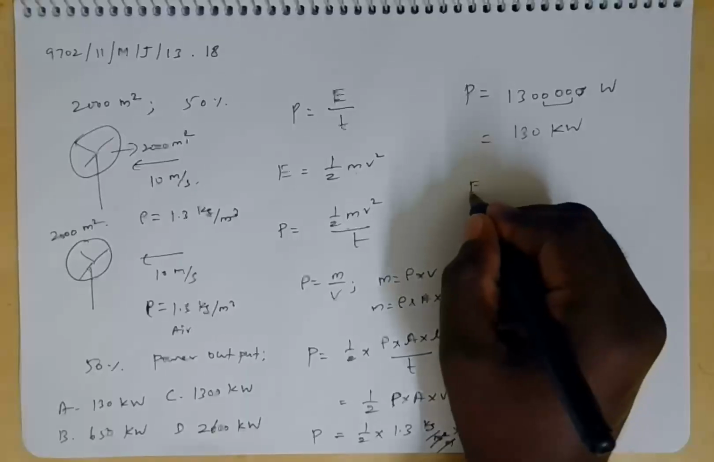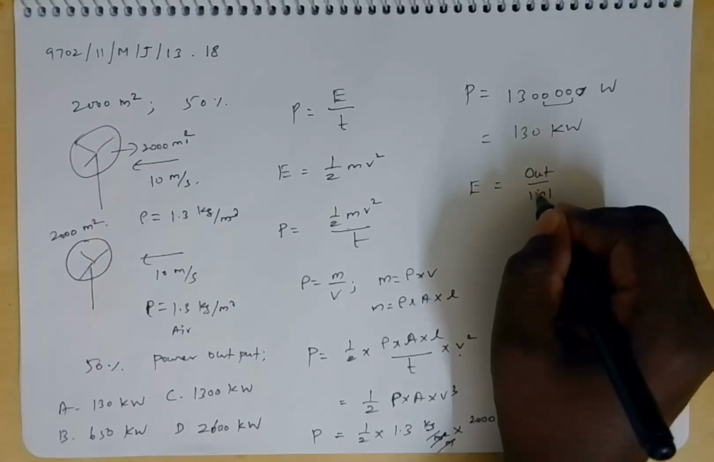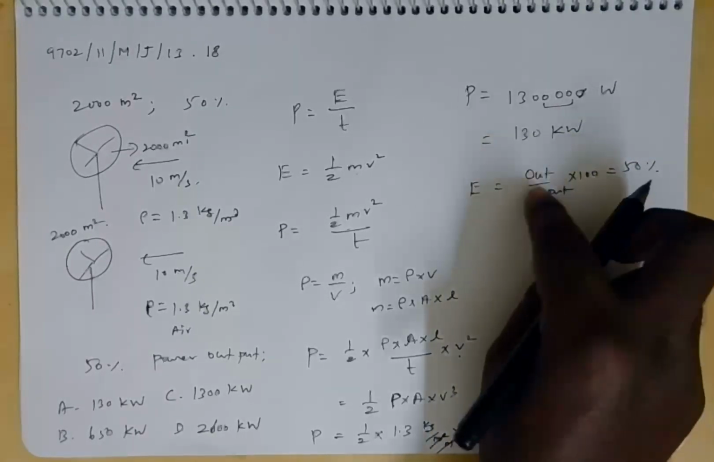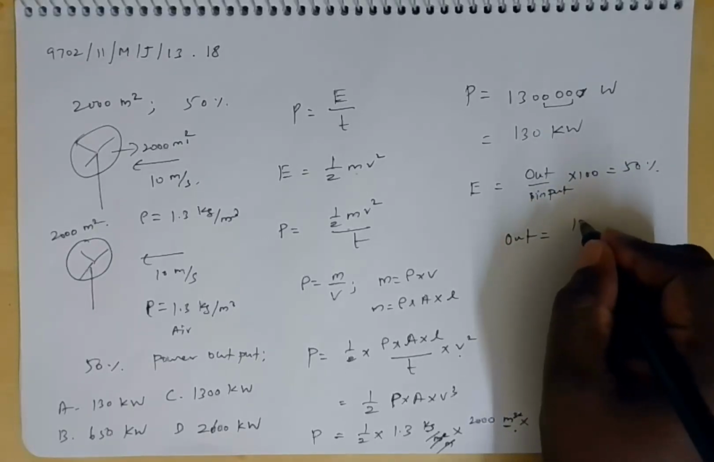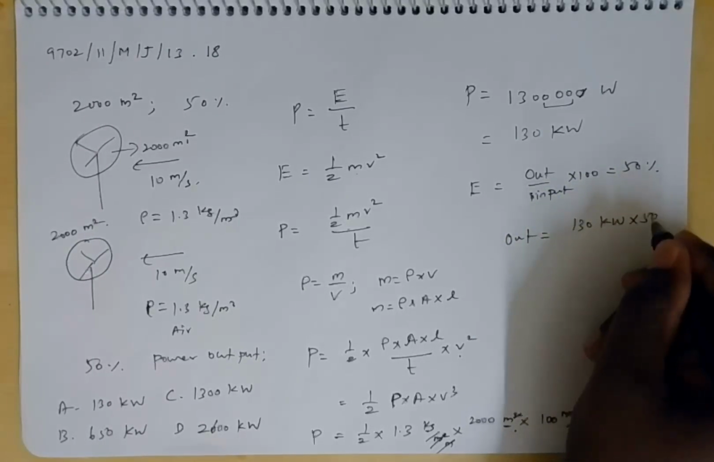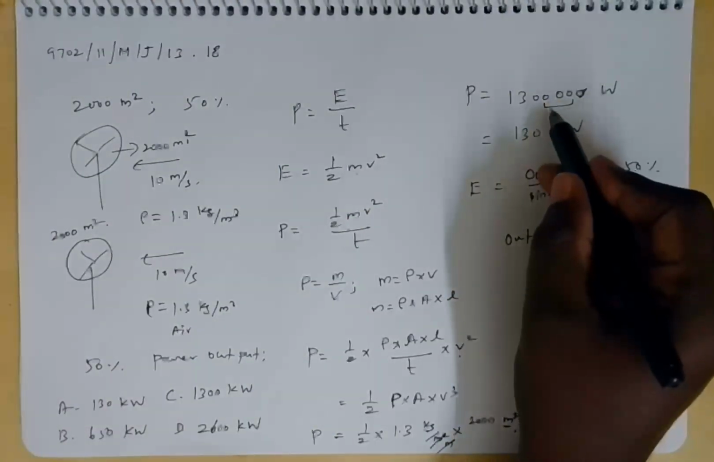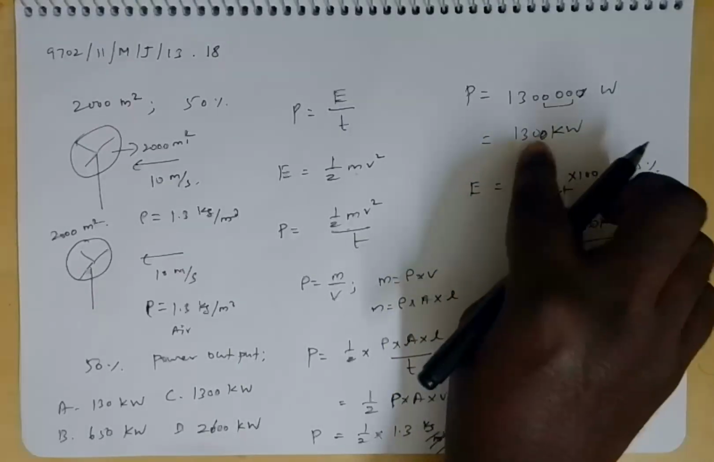Because efficiency is output by input into 100. So this is 50%. We want output. So it will be input, which is this 130 kilowatt, multiplied by 50 divided by 100. 650 kilowatt. Sir, this would be 1300 kilowatt, not 130. Check the math.